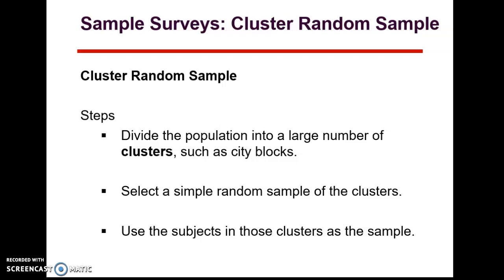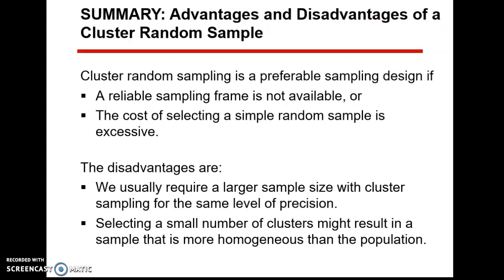So it might be city blocks. If you're in a high school, it might be areas of the school, such as the gym, the cafeteria, the lobby, places like that. And then from each of those clusters, you actually pick a random sample. The subjects that you get that way are the total sample. So it's preferable a lot of times because it's cheaper, and sometimes you don't know what the sampling frame is.